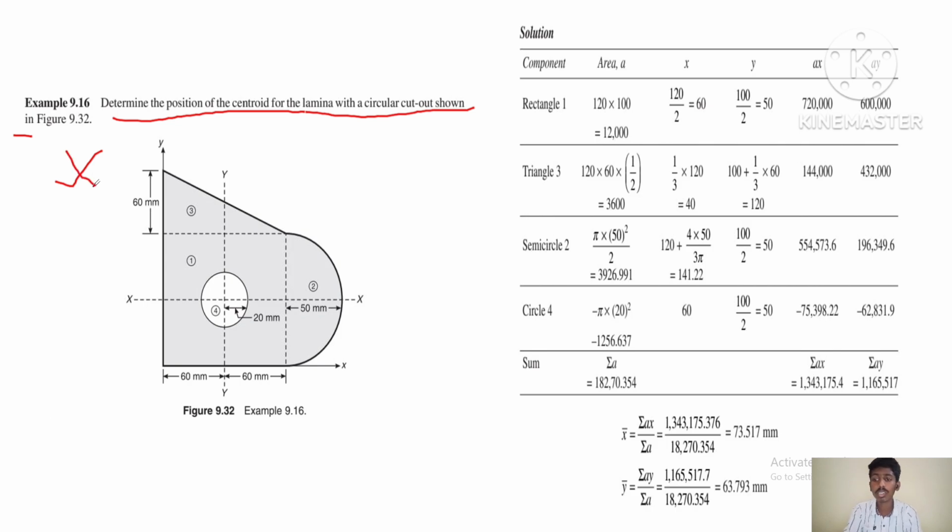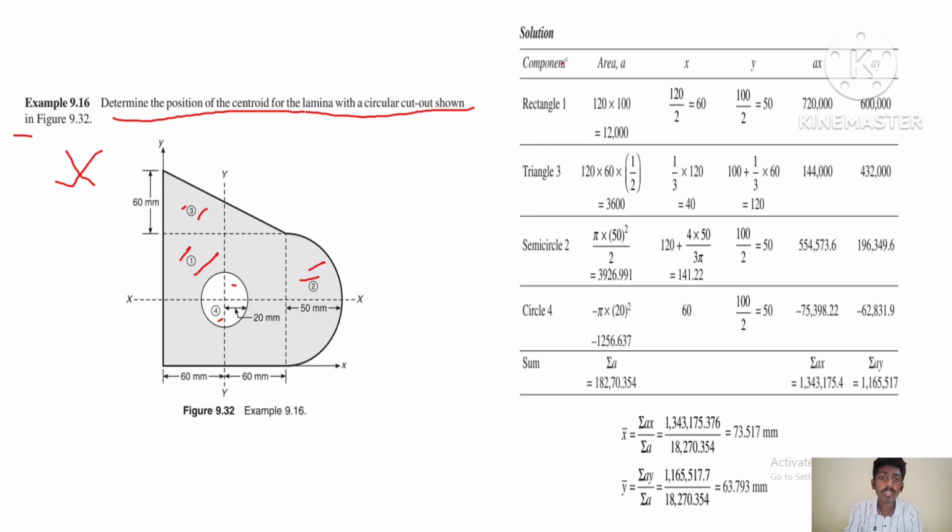But in this case, it's not symmetric. So we have to divide the given lamina into known shapes like rectangle, triangle, circle, semicircles. So here this lamina is divided as triangle, semicircle, rectangle and circle. And then we have to name all the shapes with numbers. This rectangle is named as 1, and semicircle is named as 2, triangle is named as 3, circle is named as 4.